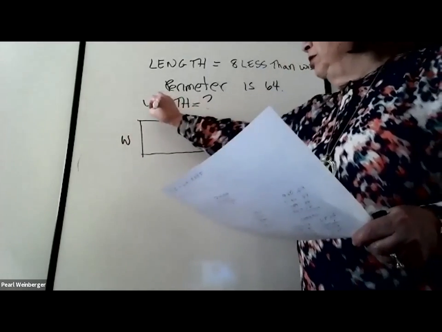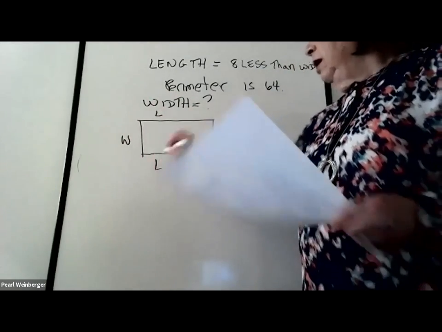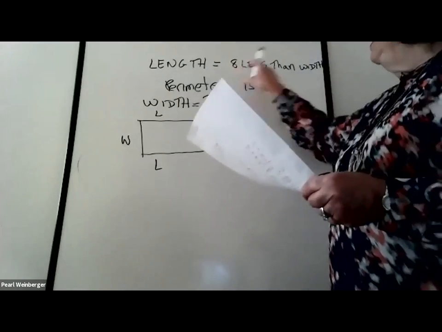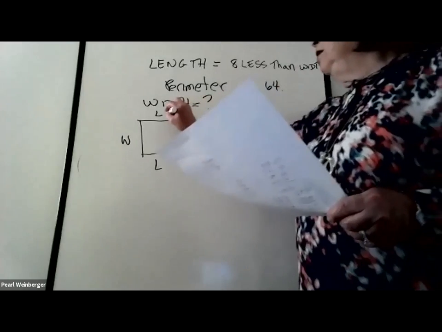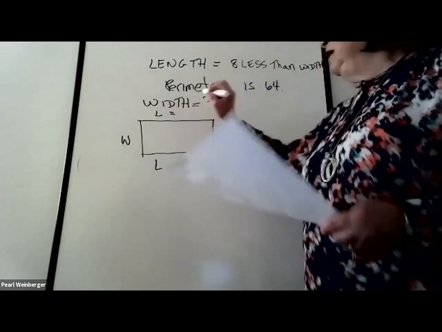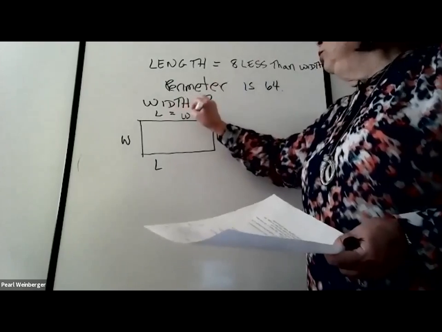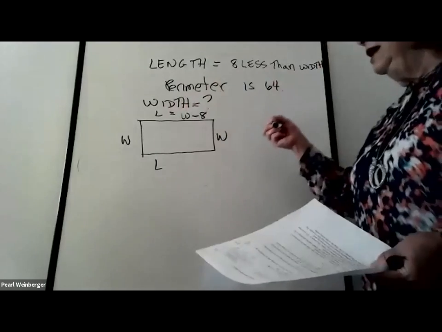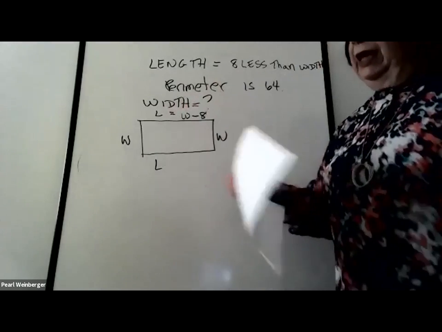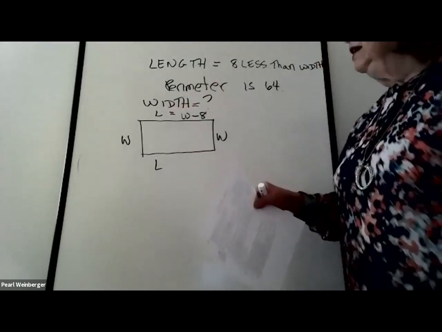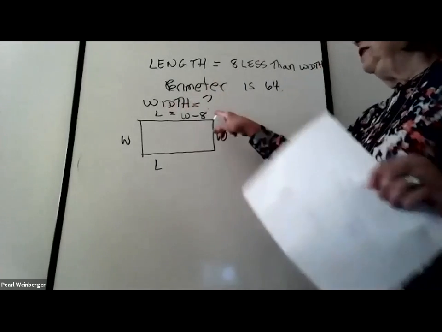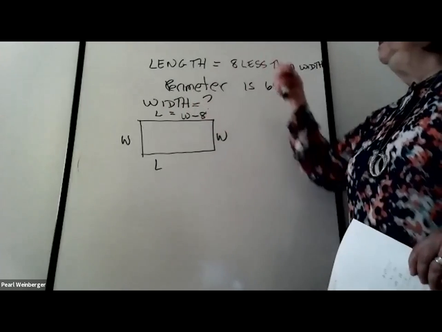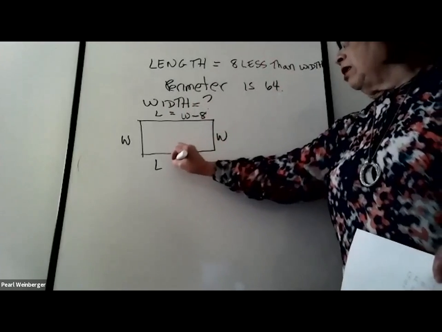And the length we're calling L. And what they're telling us is that the length is 8 less than the width. In other words, the L is W minus 8. Remember when it says 8 less than, here's where English and math don't always coincide. We have to put the 8 at the end. 8 less means the 8 is being subtracted.